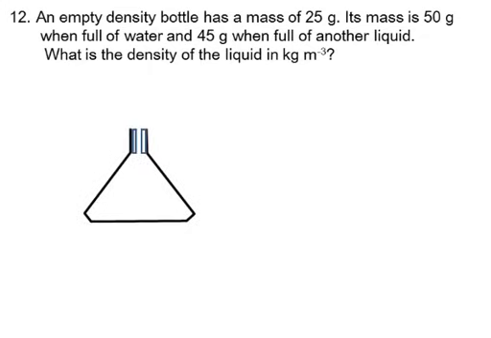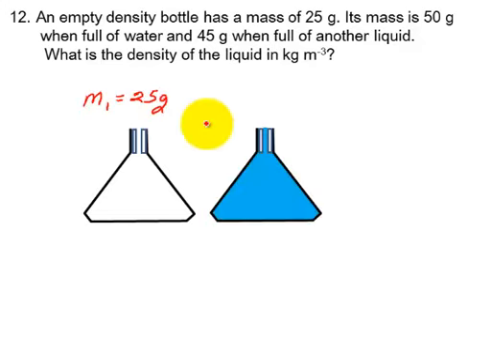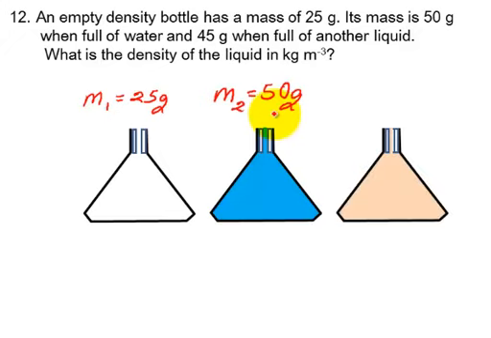So again here, we are given the mass of an empty density bottle, and we are told it is 25 grams. We will call this mass M1. When the density bottle is full of water, the combined mass of the bottle itself and the water is 50 grams. Let's call this M2. And then when the density bottle is filled with another liquid, the combined mass of the bottle and the liquid is 45 grams. Again, we call this M3.